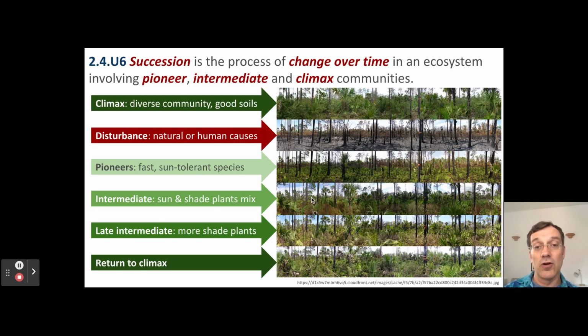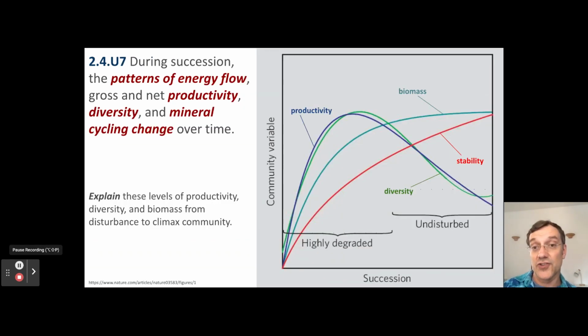As they continue to grow and get larger and produce more and more shade and contribute more and more nutrients to the soil, you can develop a late intermediate stage of succession where the pioneer species tend to get out-competed by the longer growing, slower reproducing K-strategists. And ultimately, you get a return to a climax community that is stable over a long period of time. During succession, the changes in productivity and diversity on a particular site change over time.